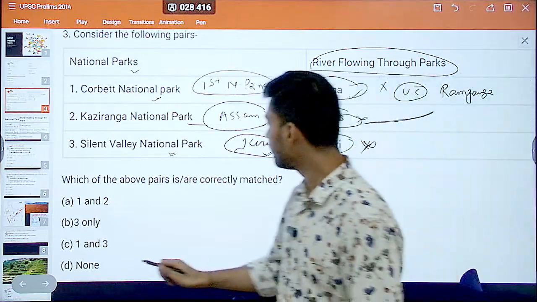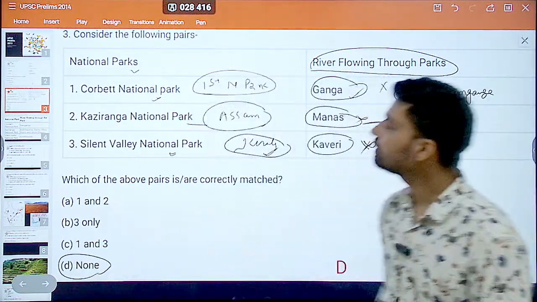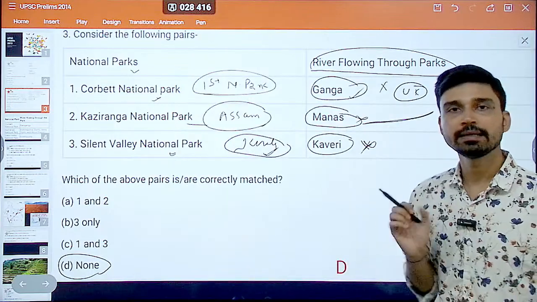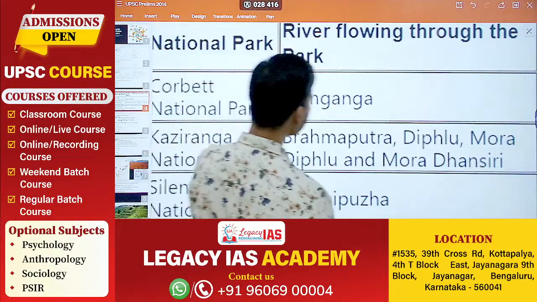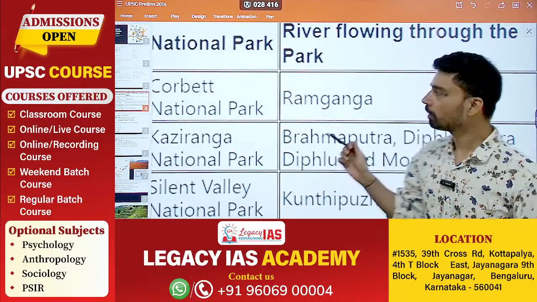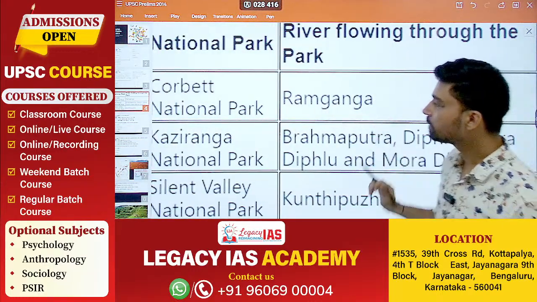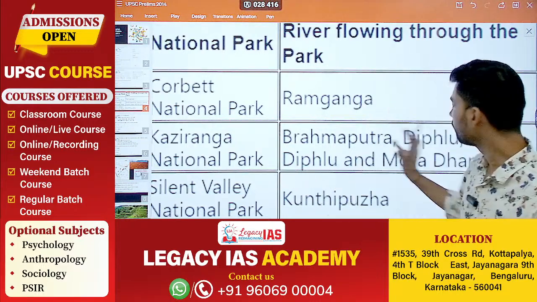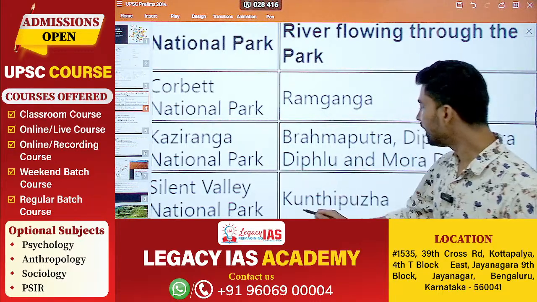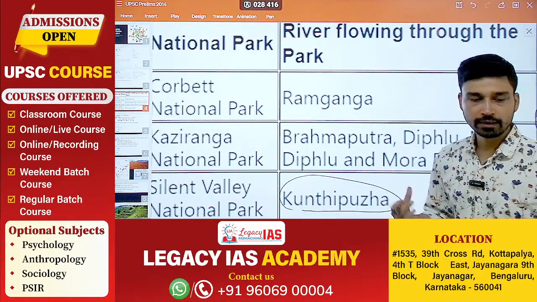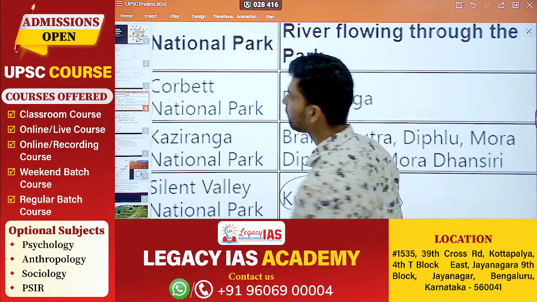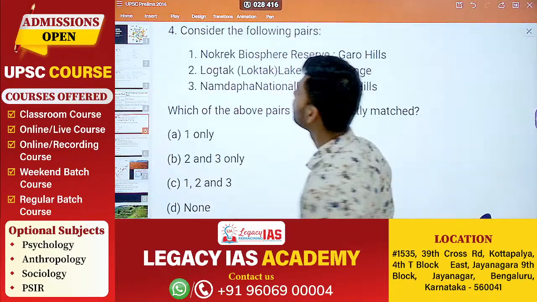That means what is the correct option? D, that is none of the given pairs are correctly matched with each other. If you look into more detail, as we have discussed, in Corbett National Park the Ram Ganga is passing through it, in Kaziranga National Park the Brahmaputra river is passing through it, and for Silent Valley National Park, additionally you can remember it is the Kunthipuzha river in Kerala that flows through the Silent Valley National Park.